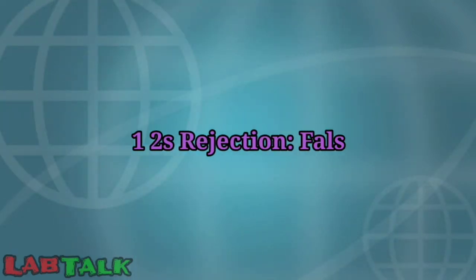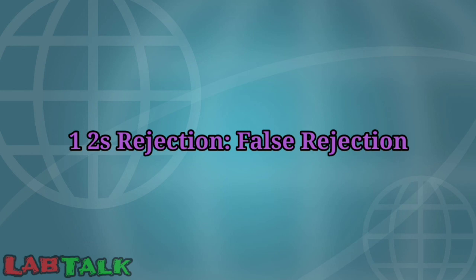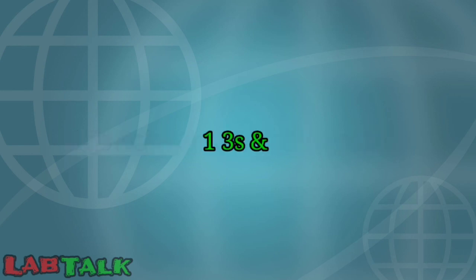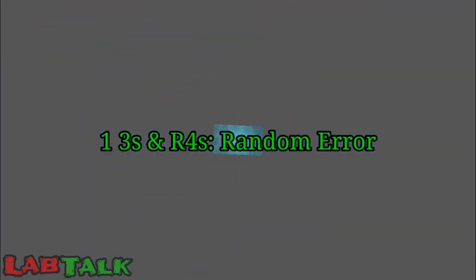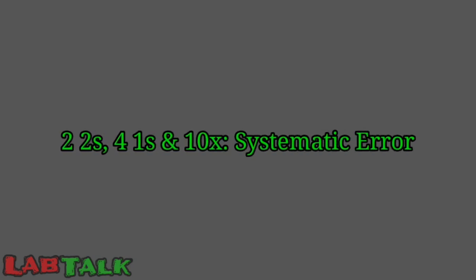So here in short we will see rejection on 1-2s is a false rejection. 1-3s and R4s conditions signify random error. 2-2s, 4-1s and 10x signify systematic error.